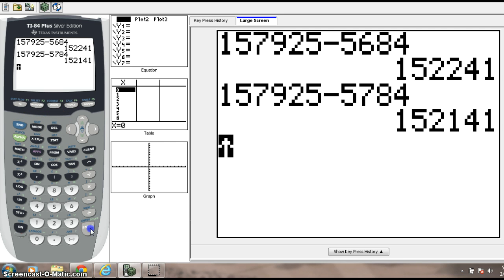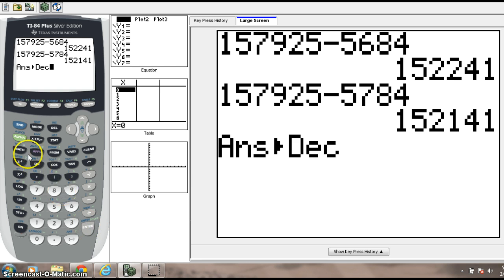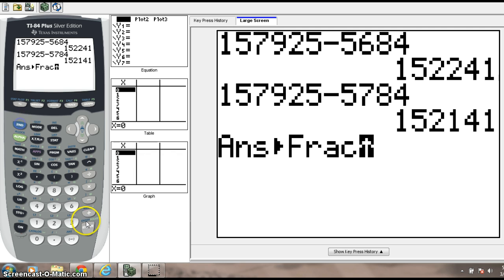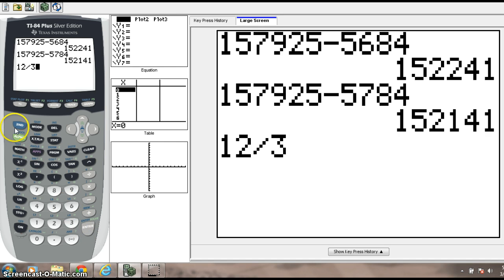If you keep pushing second and enter, I believe it will do up to 10 of the previous problems that you entered into your calculator. And it's actually going back to when I was converting between fractions and decimals. Okay, there's my original problem. So second enter will take you to all these problems that you've done. So that is a really nice feature to have.